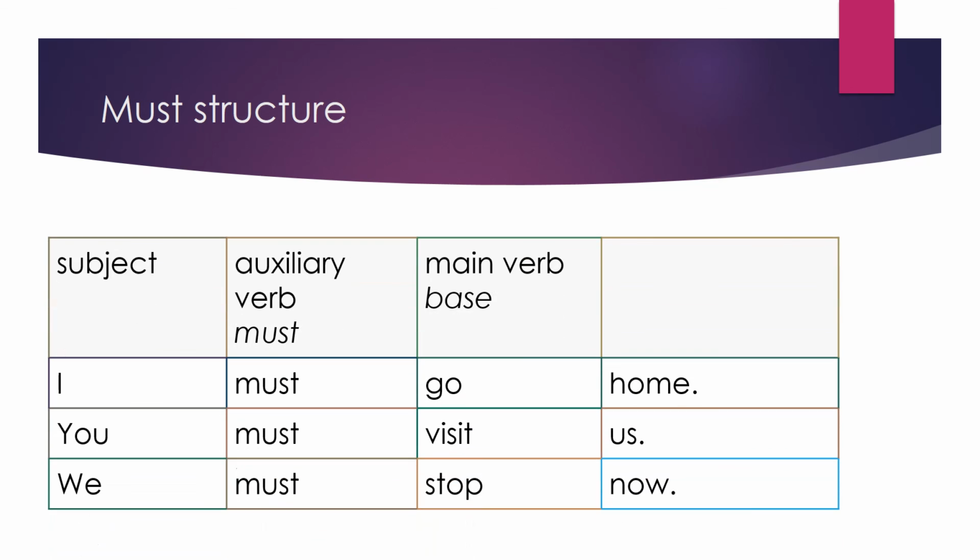Okay, and to finish the video, we have to talk about the structure of must. Pay attention. We have a subject, we have an auxiliary verb, which in this case is must, and we have the base form of the verb. It's really important to understand that we use the base form of the verb.